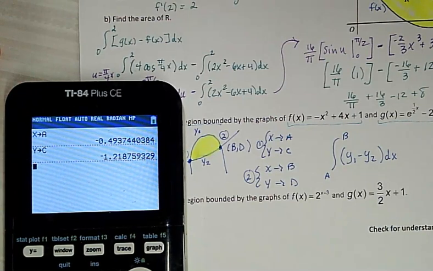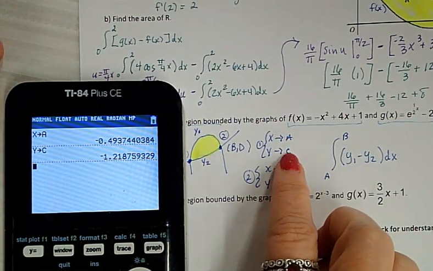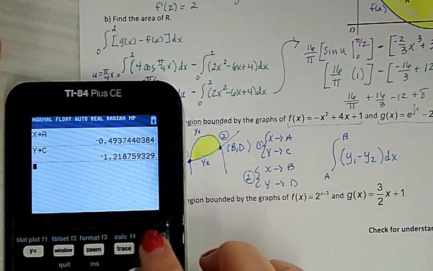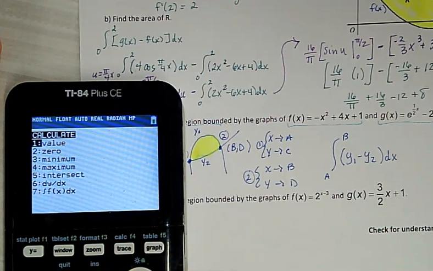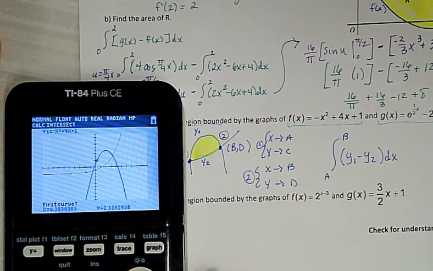All right, so far now I have my X and my Y from the first intersection. So now I'm going to go back to my graph. I'm going to do second trace intersection one more time, but this time I'm going to move my cursor closer to where the other intersection is. I'm going to hit enter 3 times because I only have 2 things in my calculator.